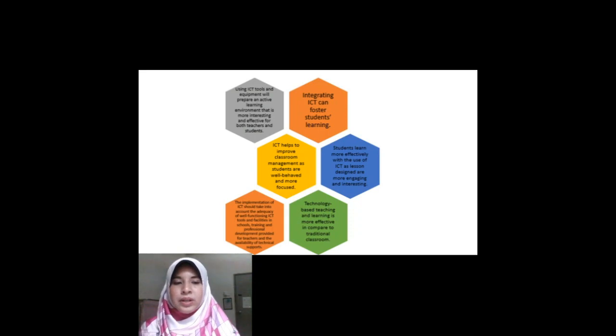So from here we can conclude that it is very important for teachers, especially in primary schools, to integrate ICT in the teaching and learning process, because ICT will help ease the teacher's burden in terms of creating teaching aids, as well as promote fun learning in teaching and learning activities, so that the students are not bored and the learning outcomes from that particular lesson will be effectively achieved.